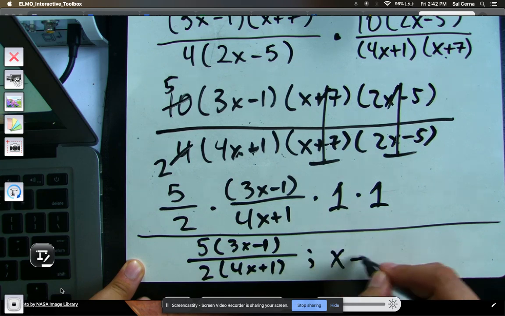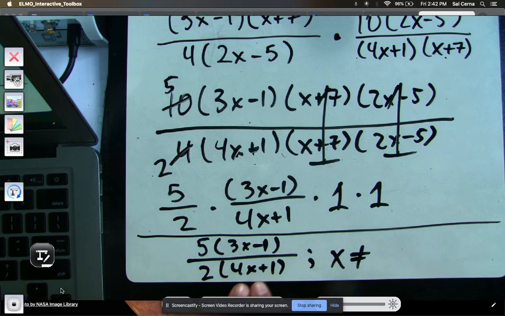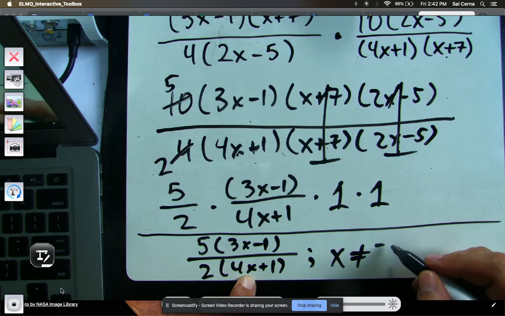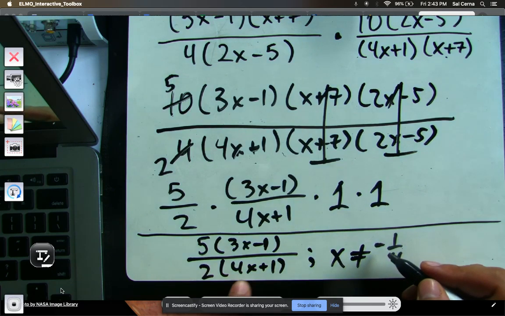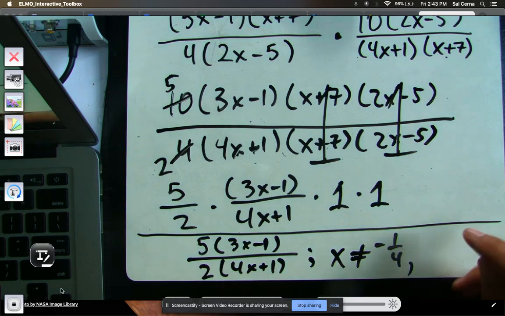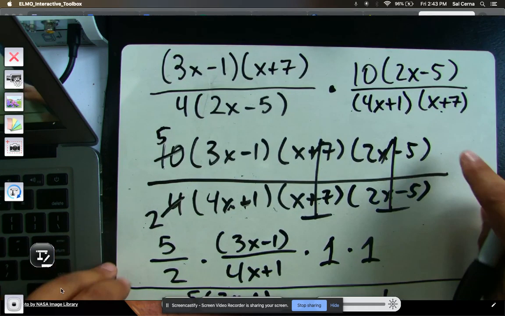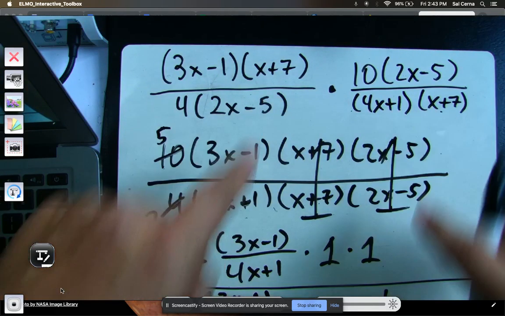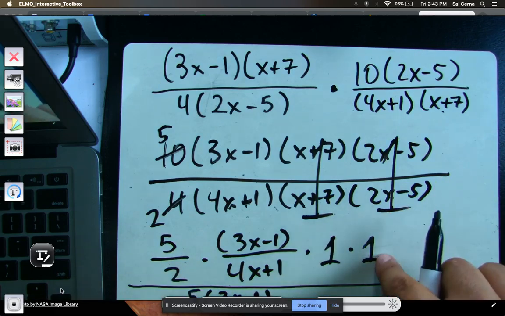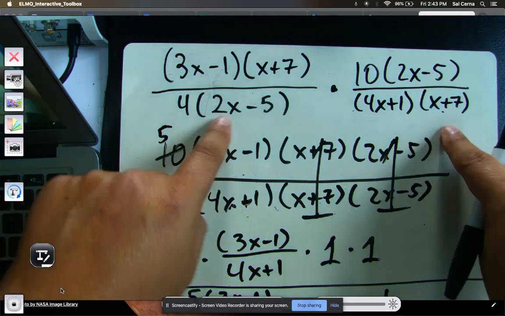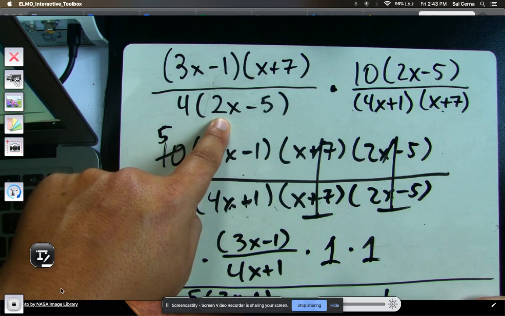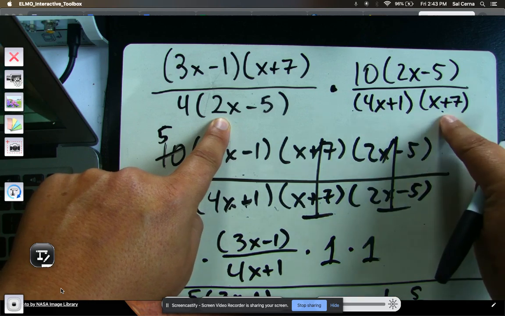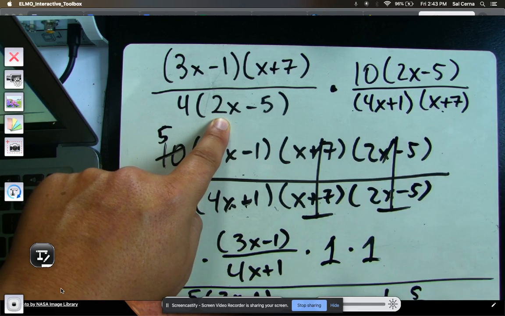And x cannot equal, well, I know it can't equal negative 1/4, because 4 times negative 1/4 is negative 1. Negative 1 plus 1 makes that 0. Can't have that in the denominator. I also have to account for these guys because they're still part of the problem. They're still part of my solution. They just simplify to 1. So here, x cannot equal either negative or positive 5/2. And the last one, x cannot equal negative 7.